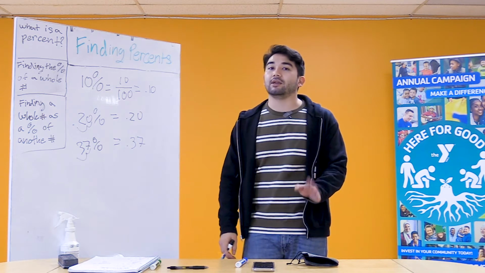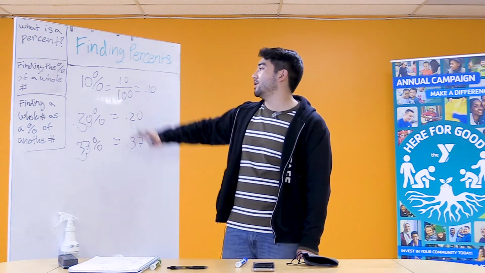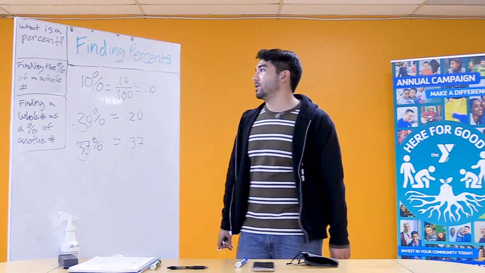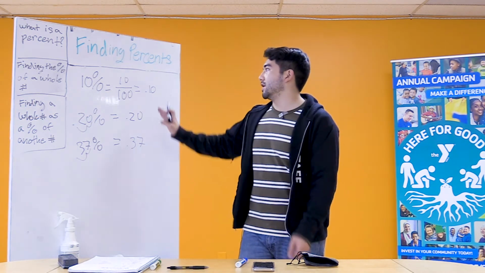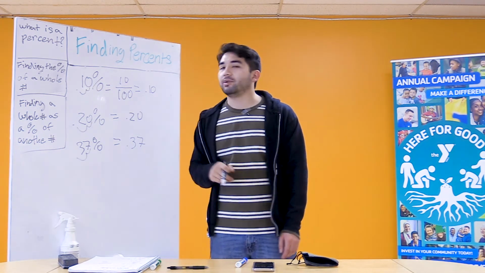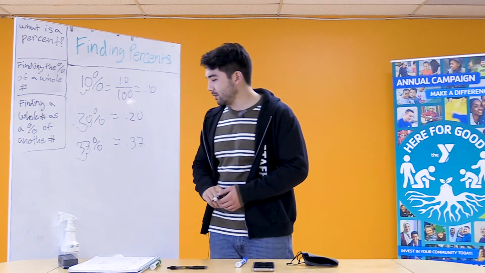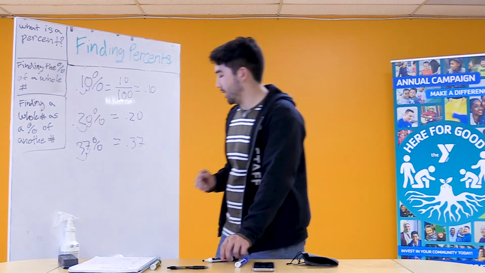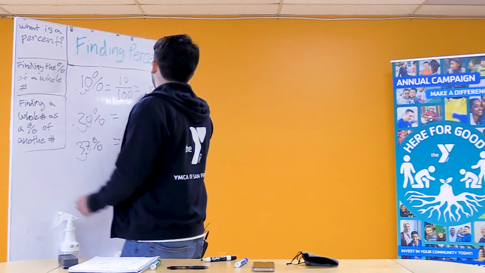This will be very useful. You cannot multiply by percent. You actually have to multiply by either a fraction or a decimal. So it's very important that we know how to turn percents into decimals. It's the easiest way to do it. Like I said, we're just moving the decimal place up 2. Perfect. So now we know what a percent is. Let's find the percent of a whole number. Let me clear my board.